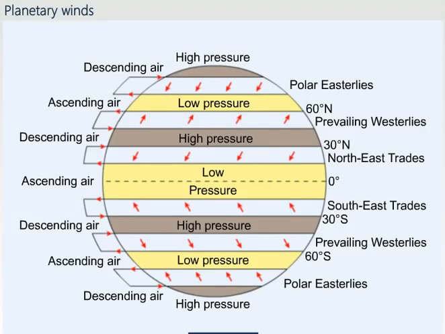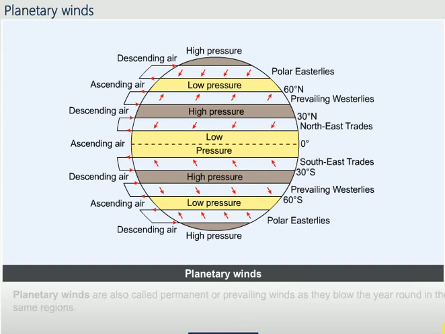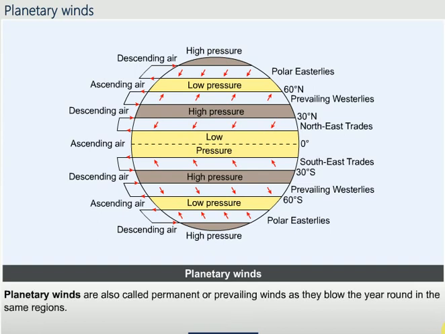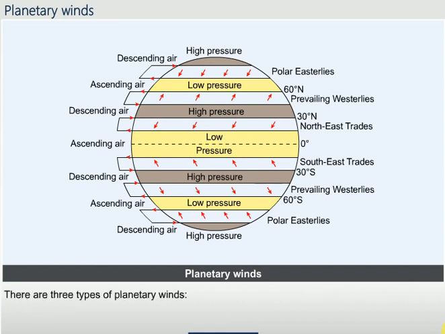Planetary winds. Planetary winds are also called permanent or prevailing winds as they blow the year round in the same regions. There are 3 types of planetary winds: trade winds, prevailing westerlies, and polar winds.